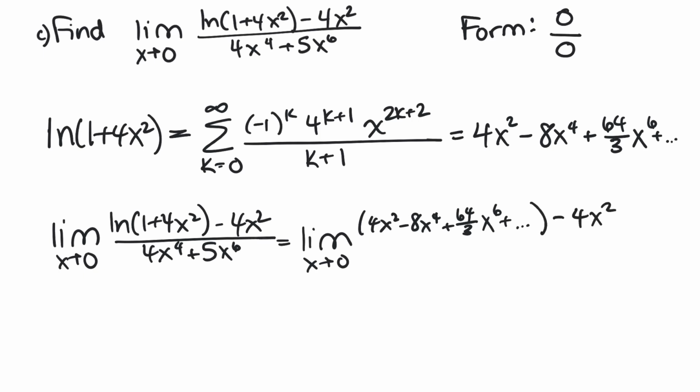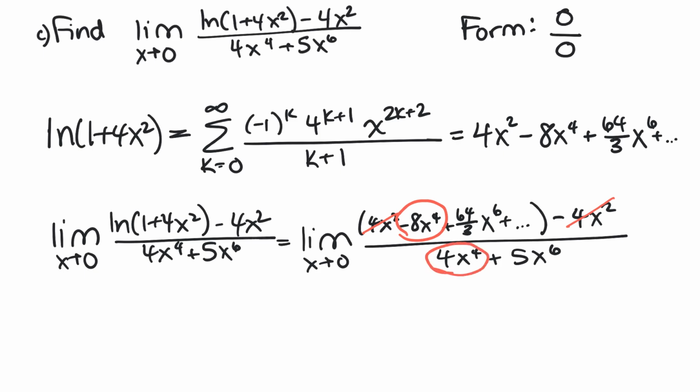Minus 4x squared divided by 4x to the 4th plus 5x to the 6th. All right, so now we notice that the 4x squareds are going to cancel. And then when we look at the leading terms, we're going to have a negative 8x to the 4th and a 4x to the 4th.